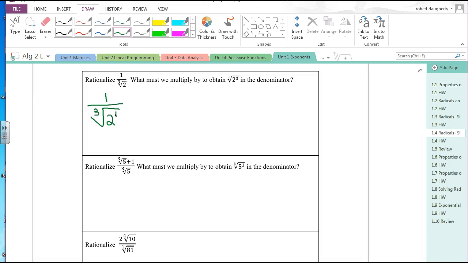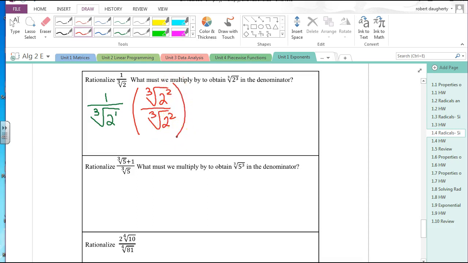I've got something to the first power. What would I need to multiply by to get something to the third power? Cube root of 2, what? Squared. I've got the cube root of 2 to the first. In order to have a cube root of 2 cubed, I would need to multiply by the cube root of 2 squared. So I'm going to multiply this fraction by the cube root of 2 squared over the cube root of 2 squared.